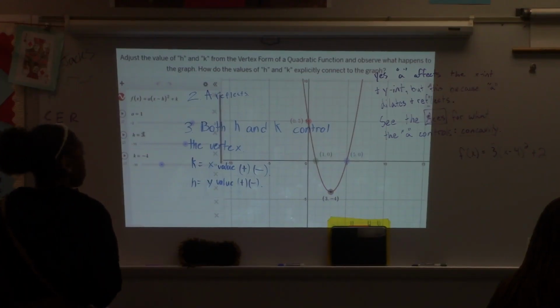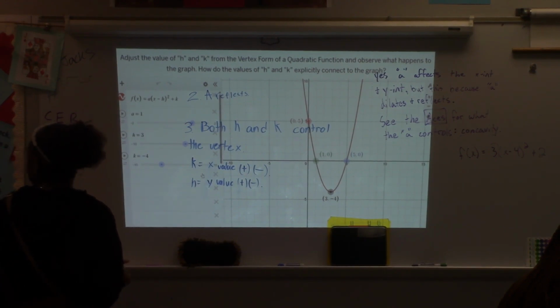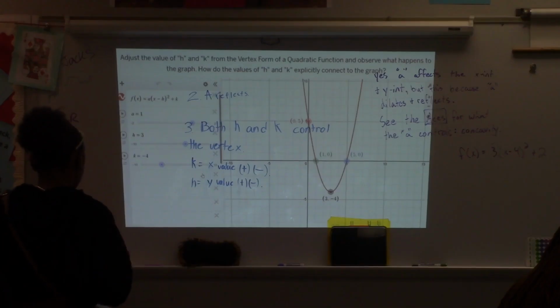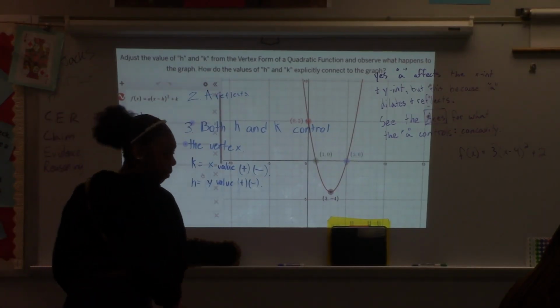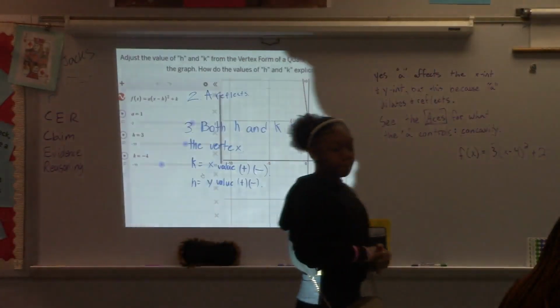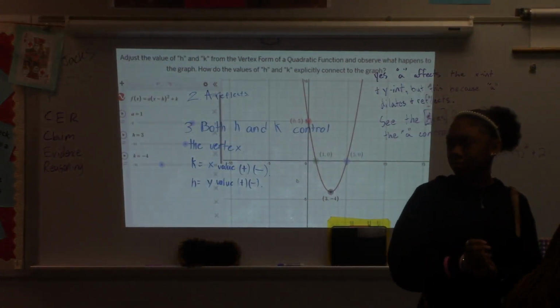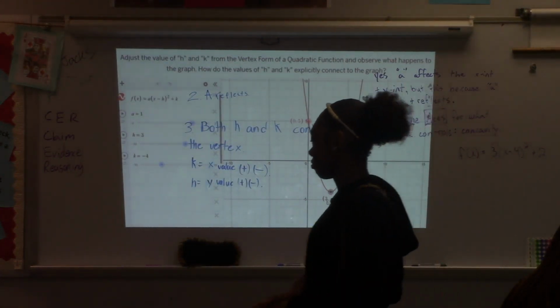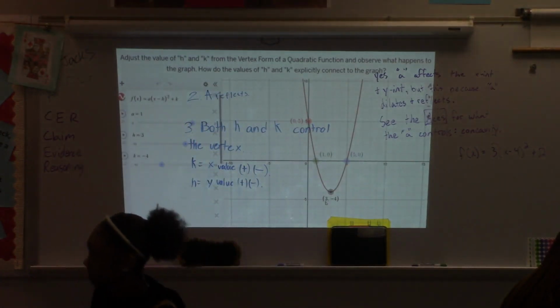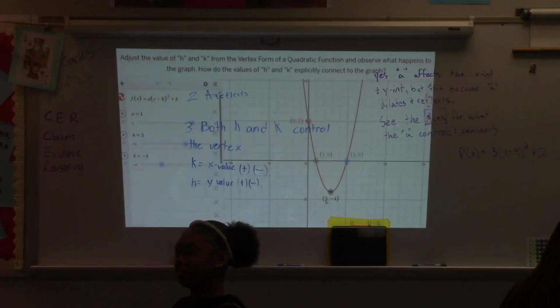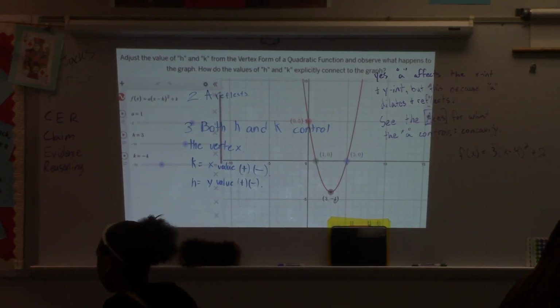H is what right now? Three. Now, can we all agree that first things first, H and K control which feature? The vertex. But we need to be careful. Not just any old X and Y, the X and Y value of the vertex, not intercepts. That's where you have to be the most careful. Notice right here, where is 3? That's the X value. K right now is -4, and that is the Y value.